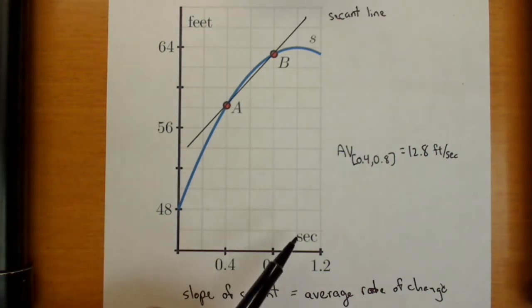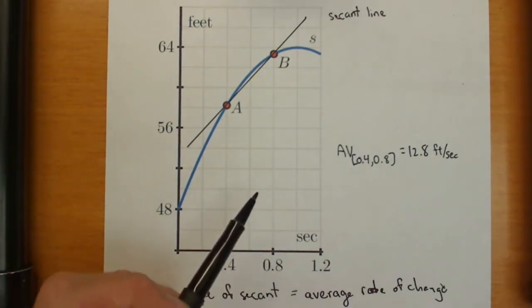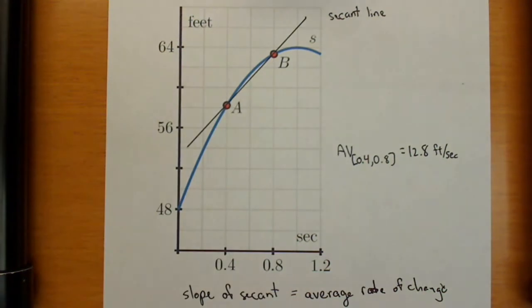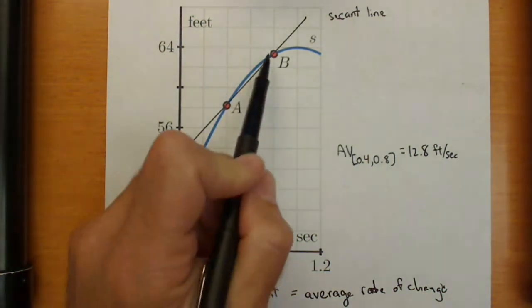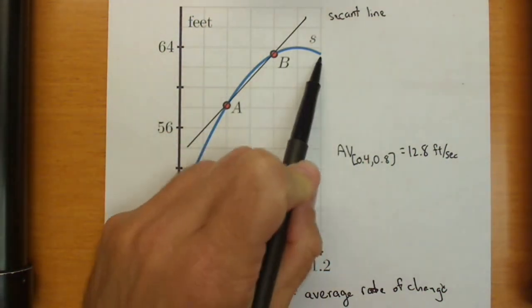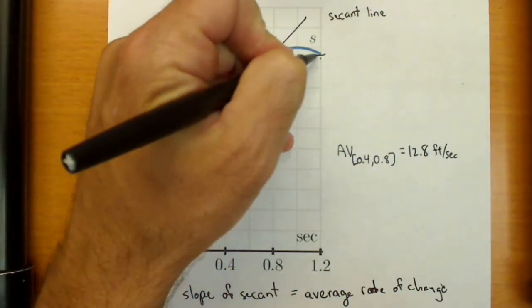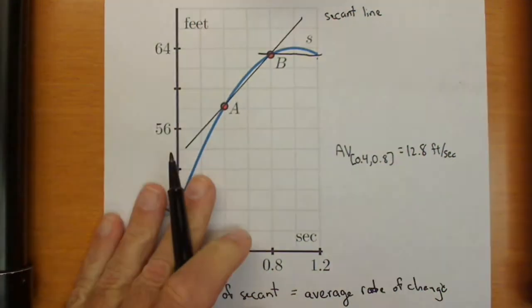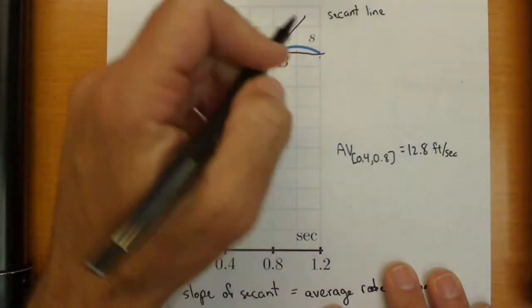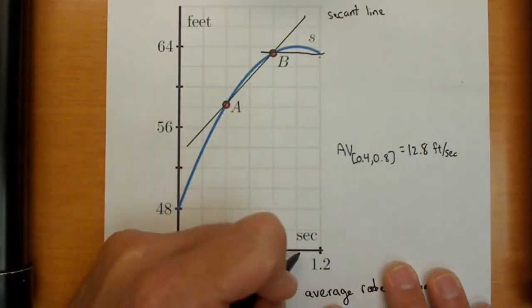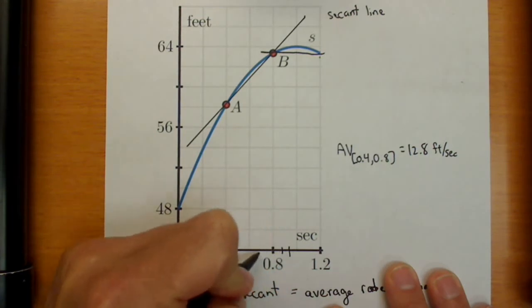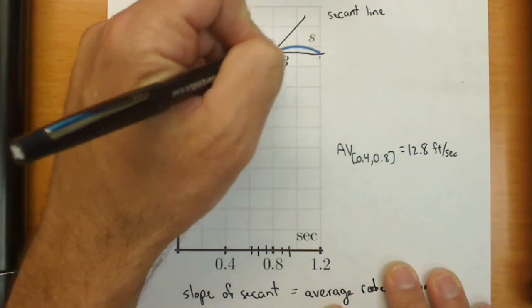Now, if we look at some of the intervals that we did on this, we did the average rate of change in part A. We did between 0.8 and 1.2. So we could do a secant line there. And then we started doing points closer. We did closer and closer to 0.8. We started using values from both sides closer and closer to 0.8.